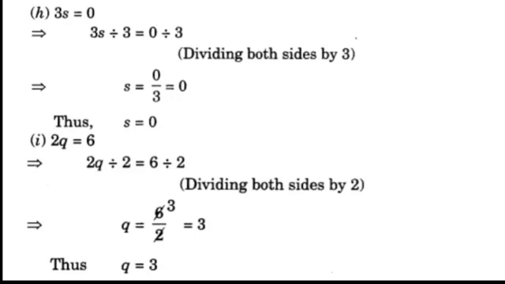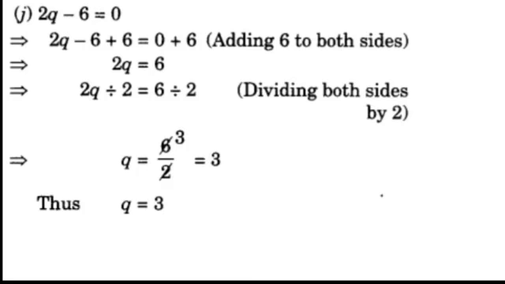Then the next one is h, i. Both are in a similar manner. As you can see, 3s is equal to 0. That means dividing by 3 on both sides, what you will get? You will get 0. Obviously, the s value will be 0. Your 2q is equal to 6. So 2 multiplied by q, you will divide on both sides. So 2 and 2 will get cancelled and 6 divided by 2 will give the value of q as 3.